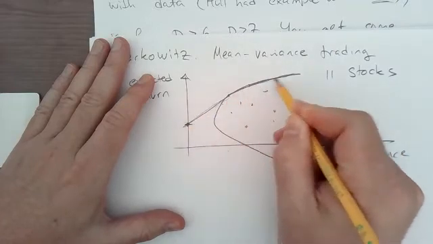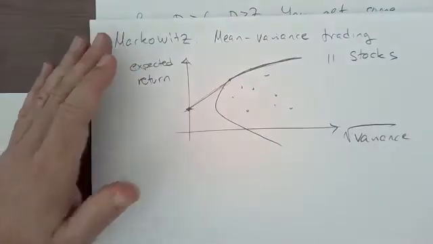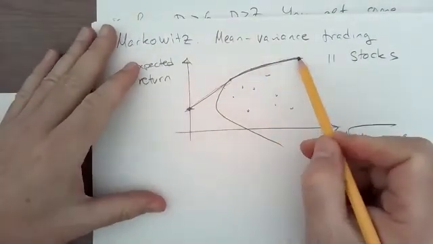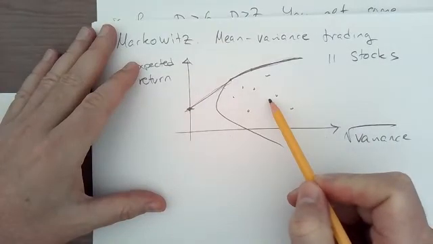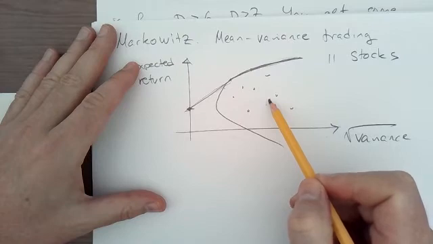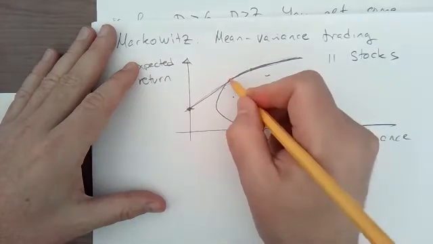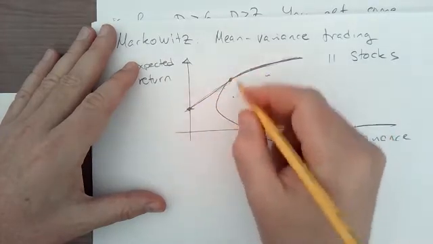This is where all investors, that's what you're going to hold. You're going to be somewhere up on this line. You don't want to be in here, because for the same variance, you can get a higher expected return. So you're going to be pushing up on this efficient frontier. This one here is called the tangent portfolio.